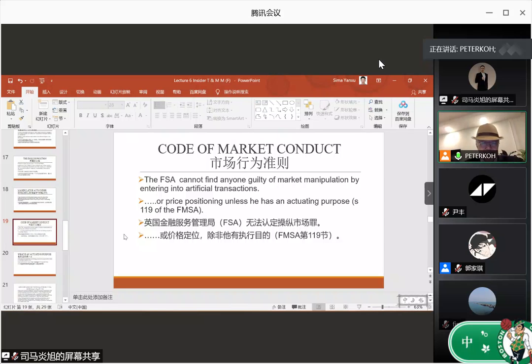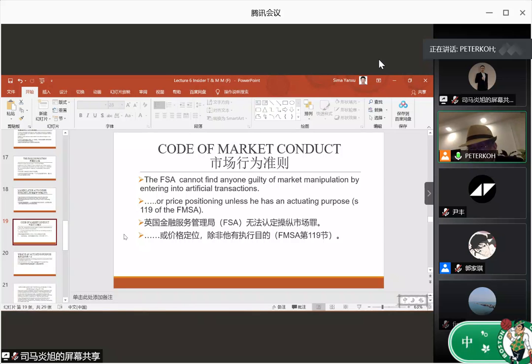Now, still under England. FSA, right? FSA is translated as 英国金融服务管理区. Cannot find anyone guilty of market manipulation by entering into artificial transaction or price positioning unless he has an actuating purpose. Actuating purpose. Meaning that you must have this standard. It's called actuating purpose. Actuating purpose is here translated as 执行目的.